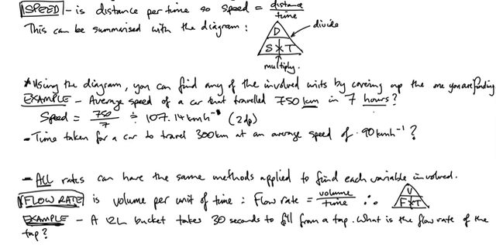Alright, next one, let's show how you find one of the other units here. So this time I want to find the time taken for a car to travel 300 kilometers, average speed of 90. So this time I'm trying to find T. So what's left over if I'm covering up T? Distance divided by speed. So this time the time is going to be the distance, 300 k's, divided by the speed, 90.